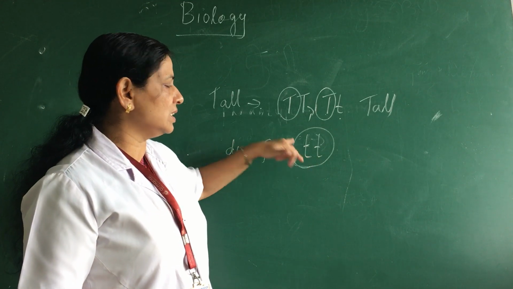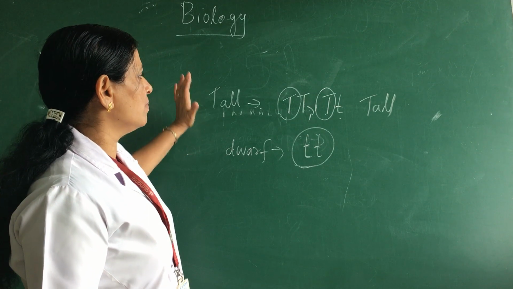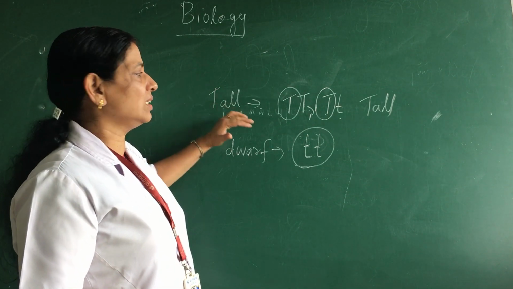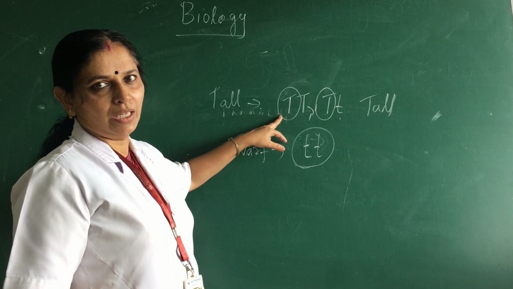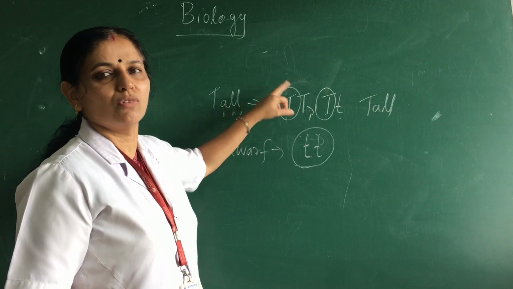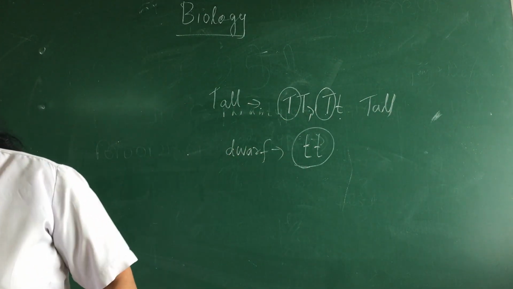That is, the genes work in pairs. So how many letters are there? Two letters are there. But the tall or the dominant trait is expressed whether it has a dominant gene. Here the dominant gene is expressed by using a capital letter, that is capital T. You got it? This is about the genotype and phenotype.